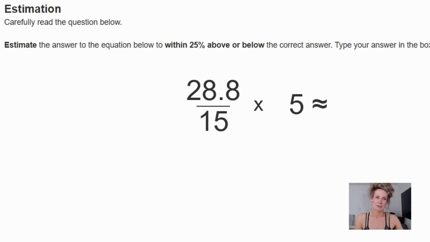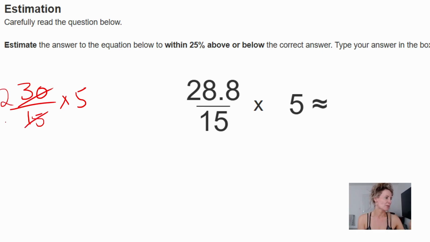28.8 divided by 15. Now what can 28.8 be estimated to, so it's got something in common with 15? Well, 28.8 would be well served to be estimated to 30, divided by 15 times by 5. Okay, so now we're going to look and make 30 over 15 smaller. What number will fit into 30 and 15? Well, 15 will fit into 30 and 15. It's the biggest number that'll go into both of them. So 15 will go into 30 two times, and 15 will go into itself once.